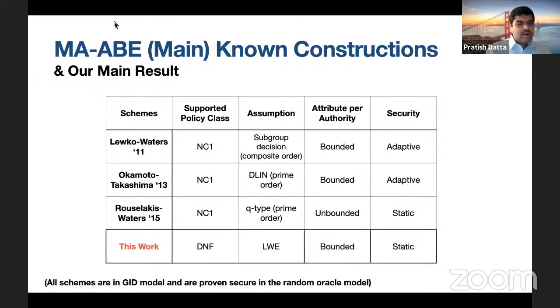So this is our work. As the title suggests, we present the first MAAB scheme in the LWE model, under the LWE assumption. And our scheme is able to support DNF access policies. And we achieve the static security notion, same as Rouselakis-Waters. And the number of attributes per authority in our scheme is also bounded, similar to LW11 or OT13.